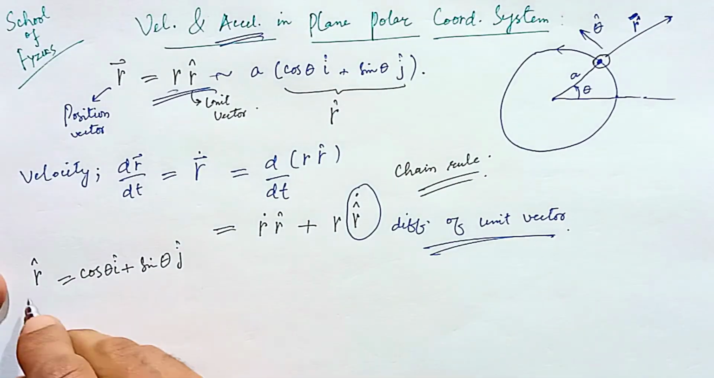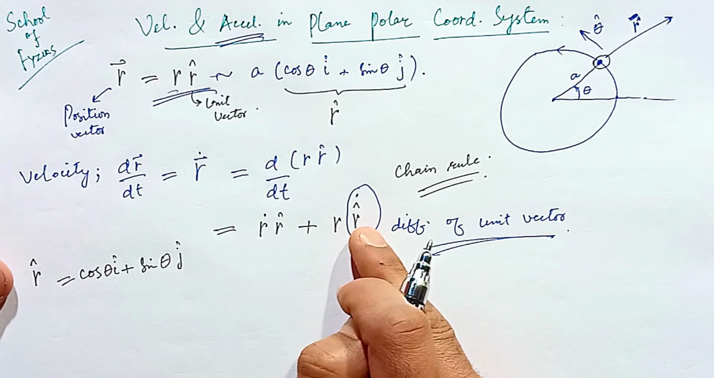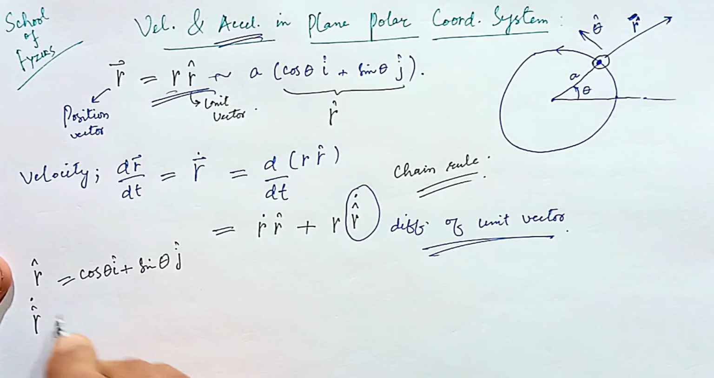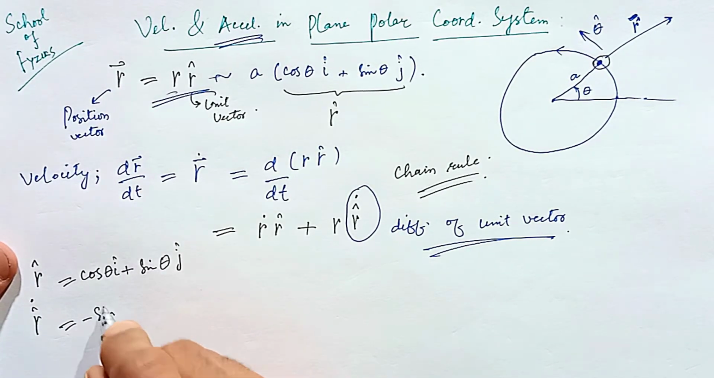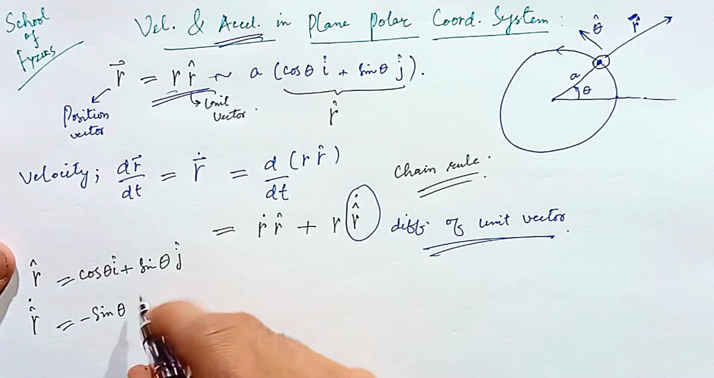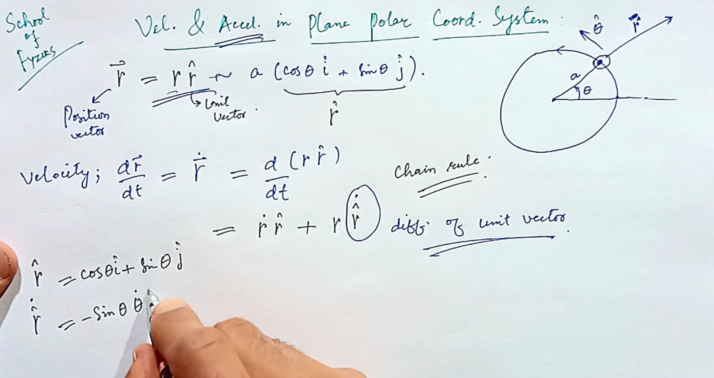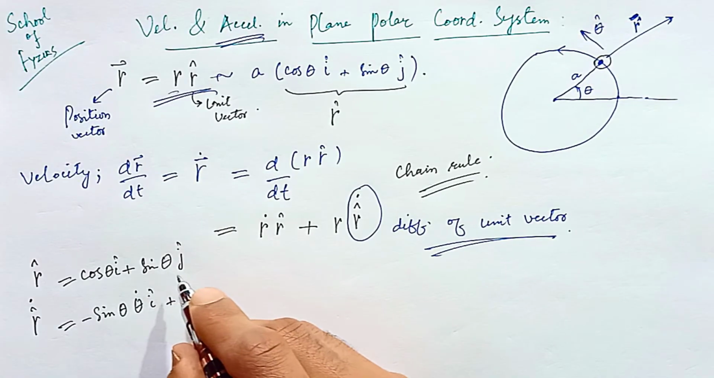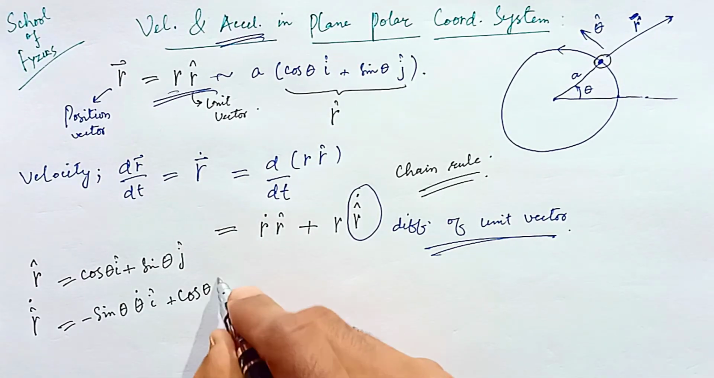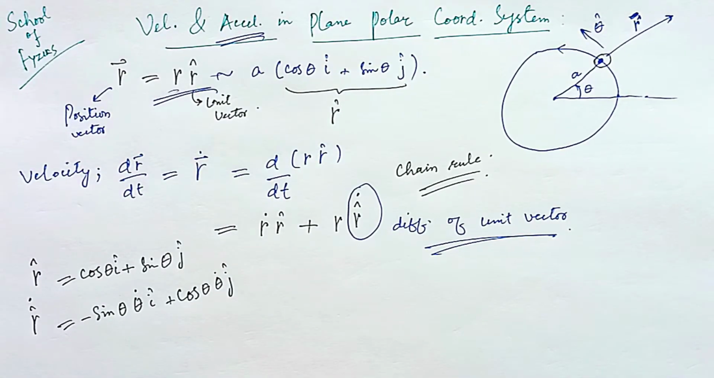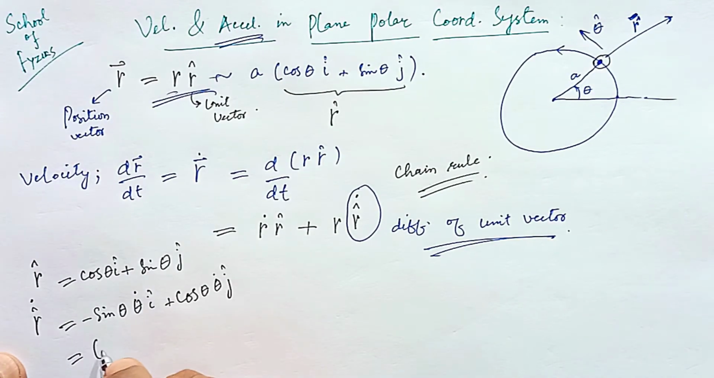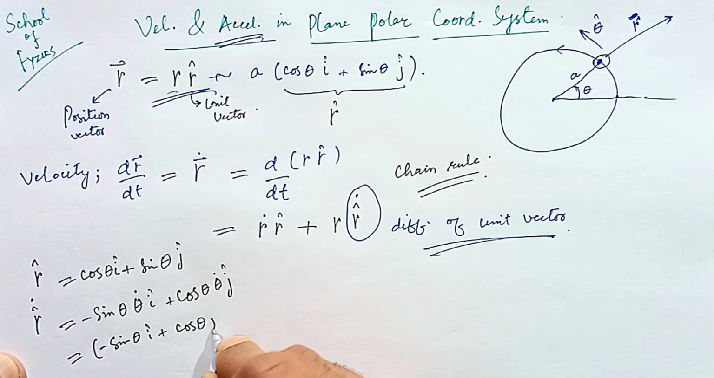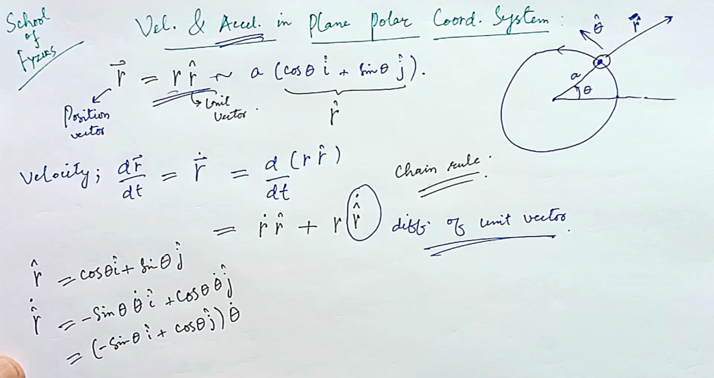Now I will differentiate it, because we are getting a differentiation with respect to time. Differentiation of cosine of theta is minus sine of theta, and theta differentiation is theta dot, along i, plus sine theta differentiation is cosine of theta, and theta dot along j. Fine. So what we get here, theta dot outside: minus sine of theta i plus cosine of theta j, and theta dot is outside the brackets.